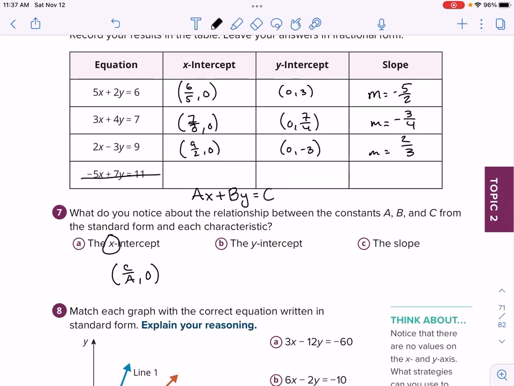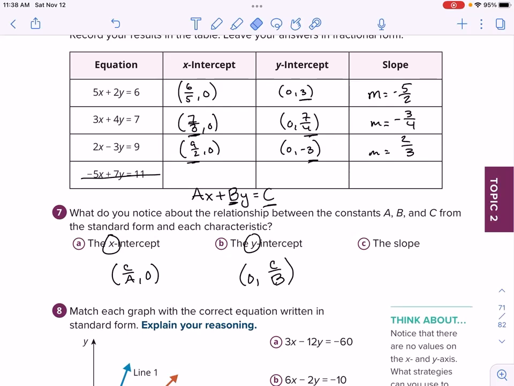And that's what we did here. We did 6 divided by 5, 6 fifths. 7 divided by 3, 7 thirds. 9 divided by 2, 9 halves. So all of that works out. What's the pattern for the y-intercept? Something similar. The y-intercept is where x is 0, and it is c over b. So this value divided by this value. That's what we got here. 6 divided by 2 is 3. 7 divided by 4 is 7 fourths. 9 divided by negative 3 is negative 3.